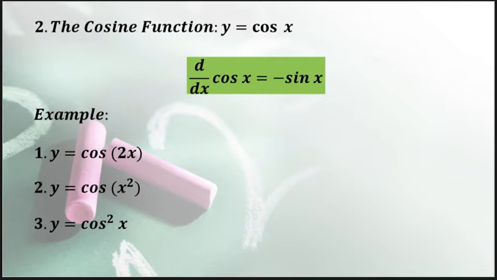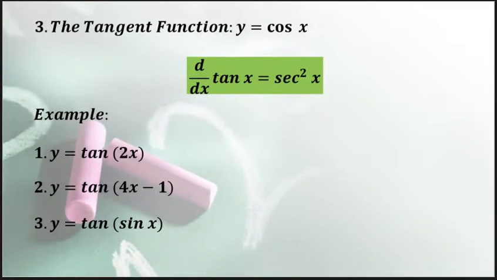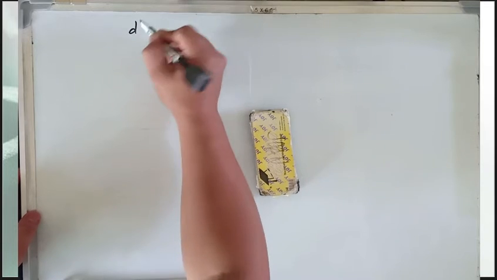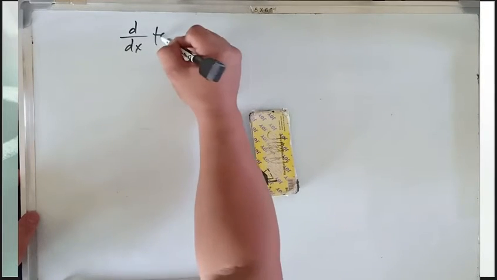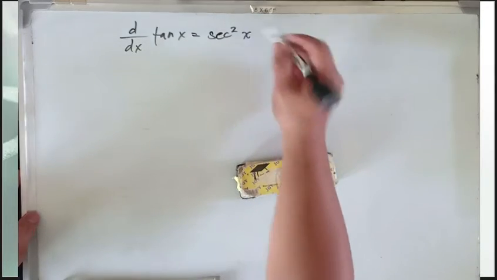Now let's proceed to the third trigonometric function, which is the tangent function. So please, let's replace that function y is equal to cos x with y is equal to tangent of x. Now the derivative of tangent x is equal to the secant squared of x. Okay, let's rewrite. The derivative of tangent of x is equal to the secant squared of x.